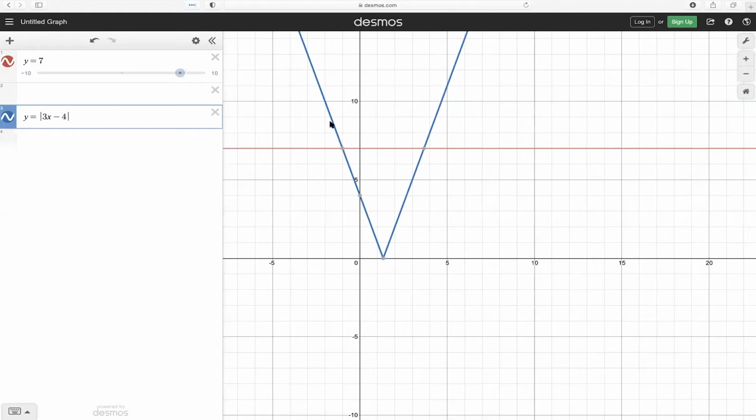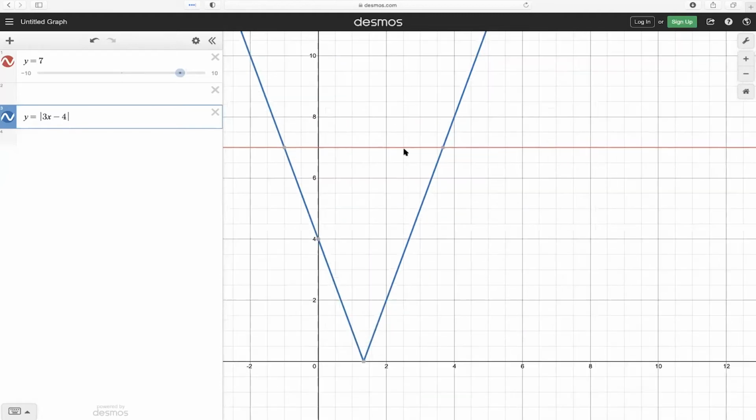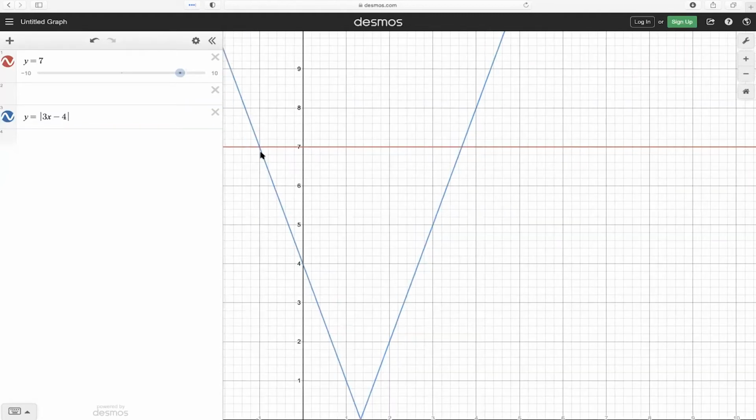One side will be 3x minus 4 modulus, and how will you draw its graph? You will draw the graph of 3x minus 4 and here after the x intercept you will reflect it, and then in this way you will draw the graph of y equal to 7. And where they meet, that is your answer. And you can see that minus 1 and 3.66666, that is my x value, which is nothing but minus 1 and plus 11 by 3.